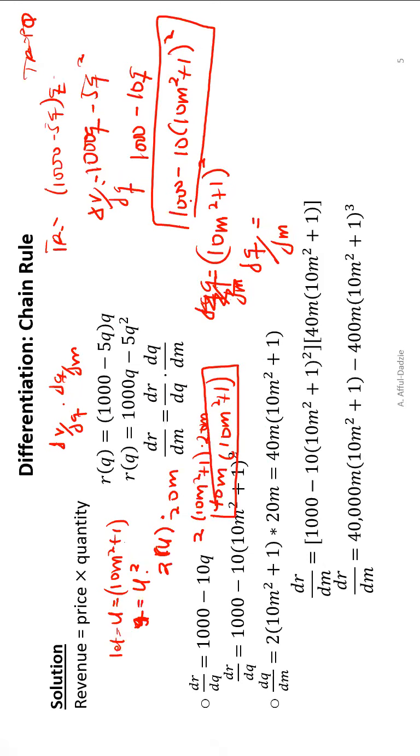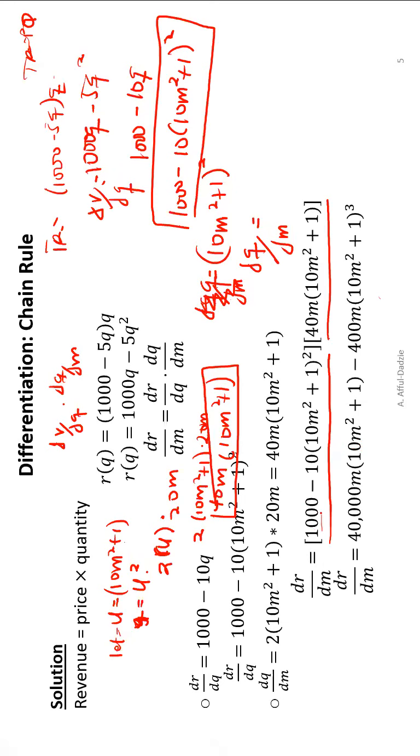So let's put them together. We take dR/dQ, which is 1000 minus 10 times (10m squared plus 1) whole squared. This is it. Then we take the second one, which is 40m times (10m squared plus 1), which is dQ/dM. Once we are done, we just multiply the two and have the simplest form of it. And then once we do that, we are done. We are just simplifying it in some sense.